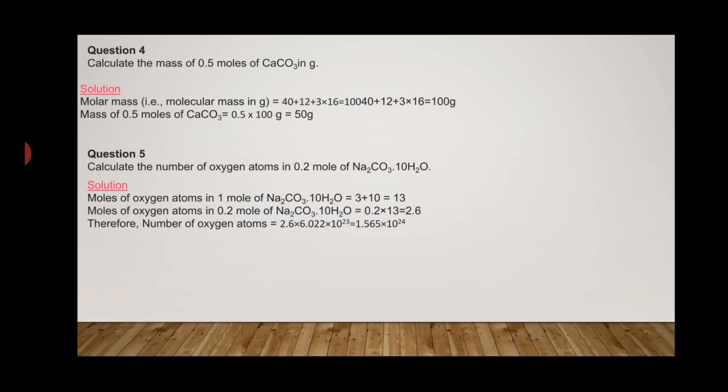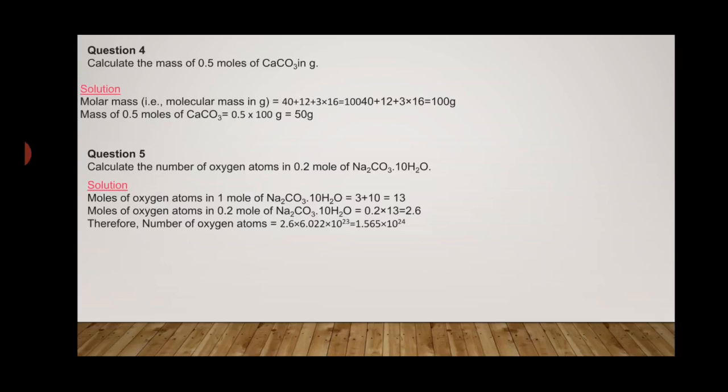Question number 4, calculate the mass of 0.5 mole of calcium carbonate in gram. So what exactly will we do? First we will calculate the molar mass, and after calculating it will come 100 gram. So 1 mole is equal to 100 gram. So 0.5 mole is equal to how many gram? We will multiply 0.5 mole by 100 gram. So it will come 50 gram.